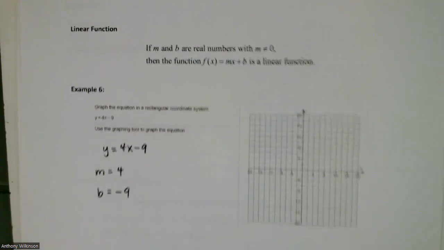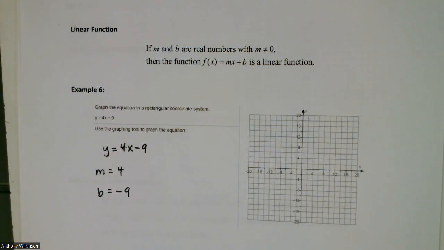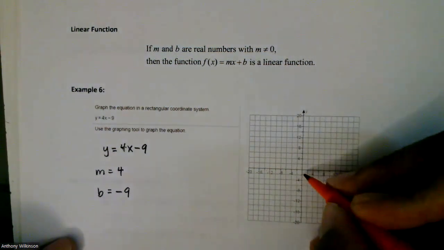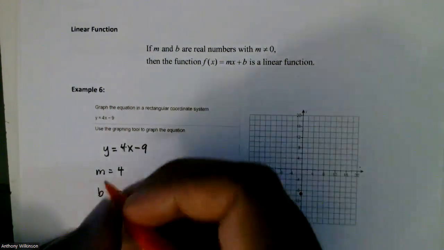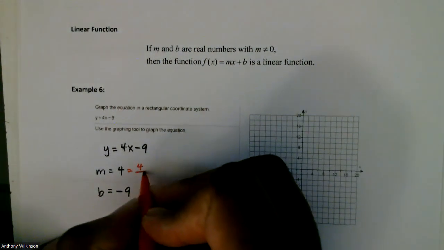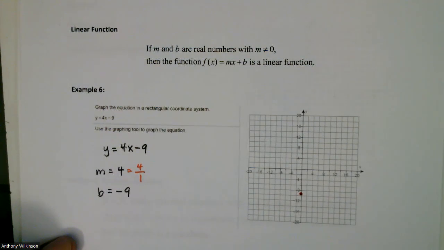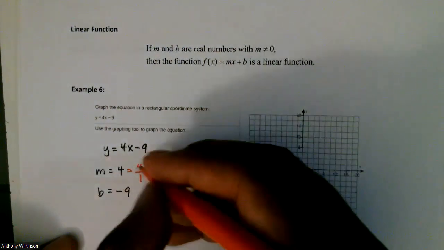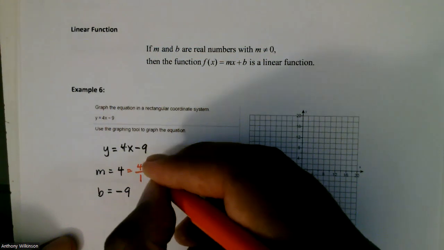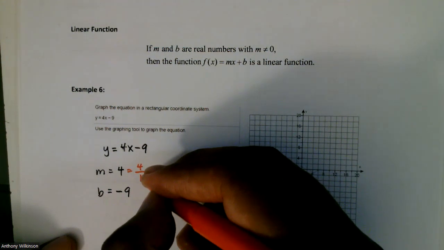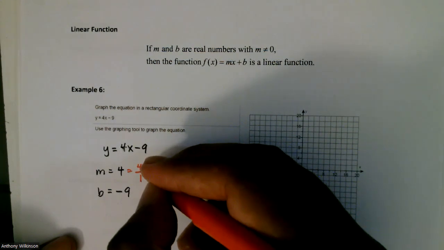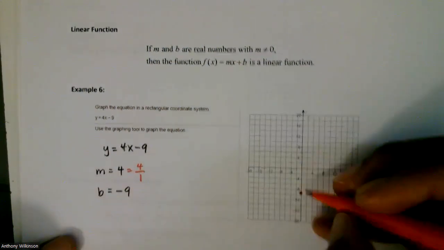Now, first we graph the y-intercept of -9. So on this graph, I'm going to go down to -9, which is right here, and draw that point. The slope is 4. Now I'm going to write this as 4 over 1. This represents rise over run. The numerator tells me how many places I need to go up, and the denominator tells me how many places I need to go to the right. So I have to rise up 4 and go to the right 1.